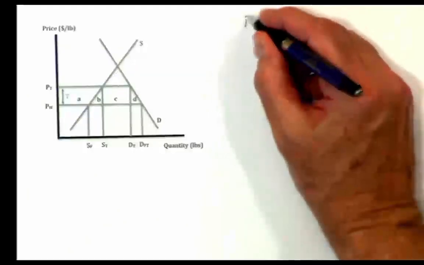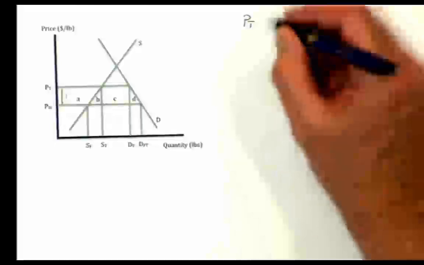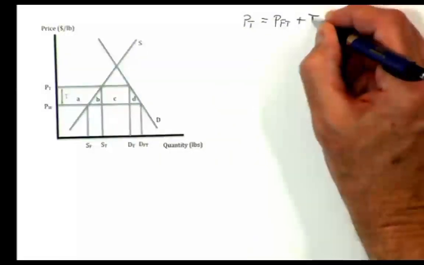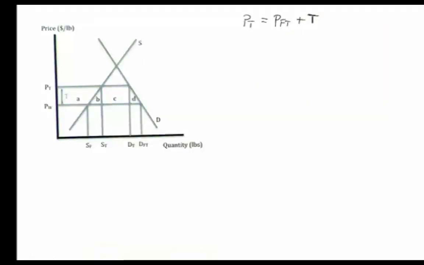Now, what happens is that the price after the tariff within the domestic country is actually going to rise up by the full amount of the tariff. So you take the free trade price, add on the tax, whatever charge it is, and the sum total of the price plus the tax is going to be what the new price will be in the small importing country that places a tariff on imported goods.